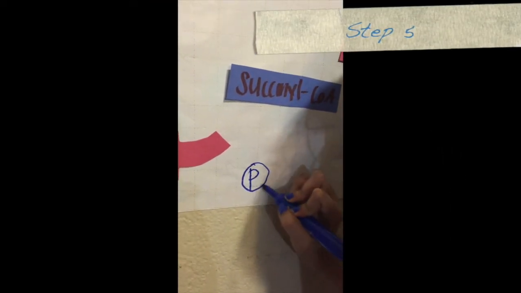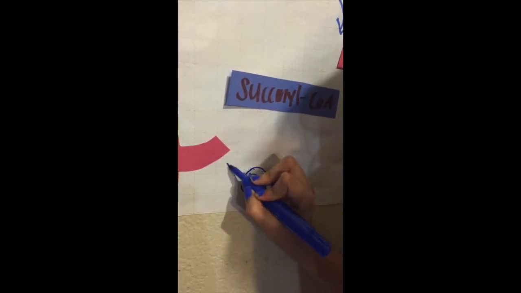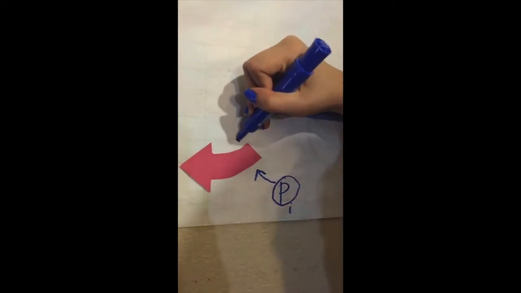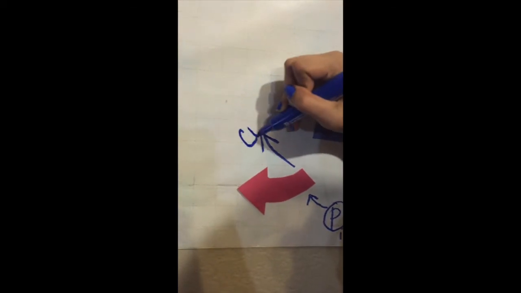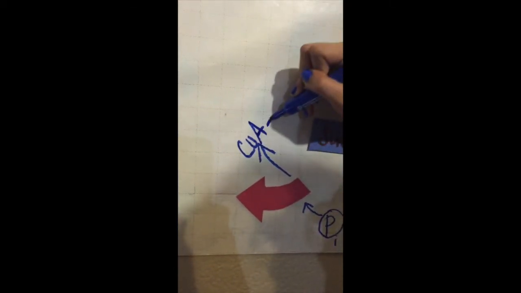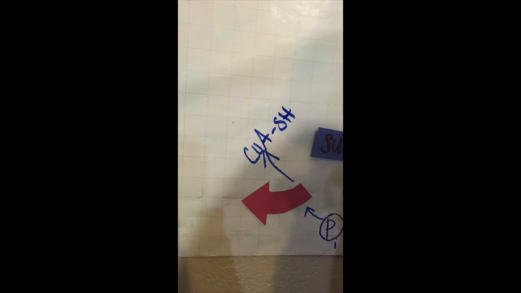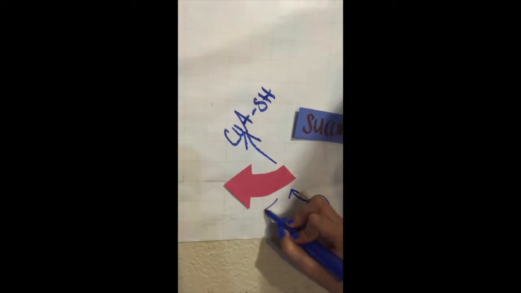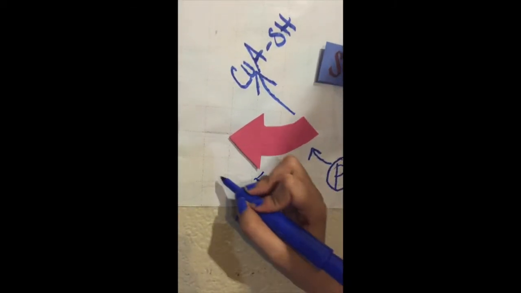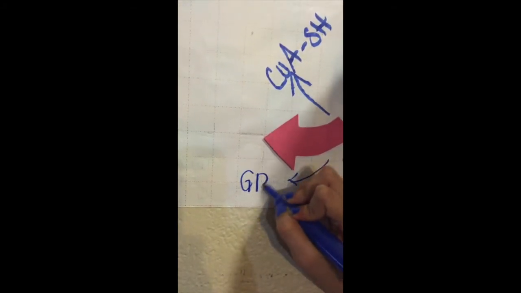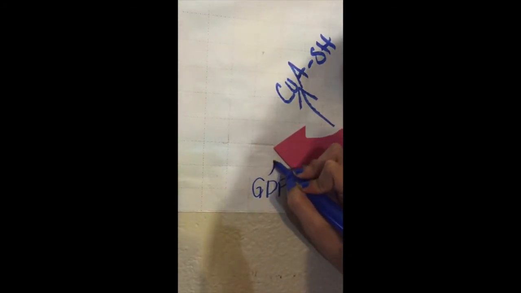In step 5, a phosphate group displaces coenzyme A, which is then transferred to GDP, which forms GTP, a molecule that is similar to ATP. GTP can also be used to generate ATP. The molecule that is left is succinate.